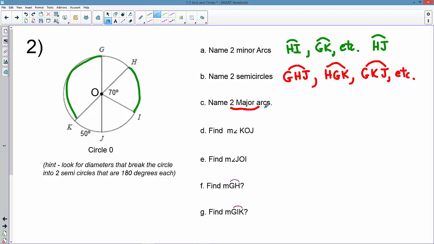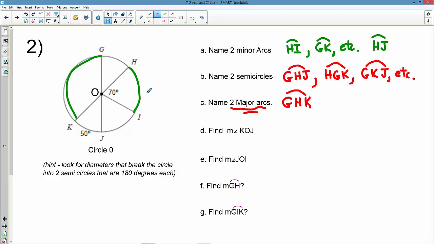Okay, let's name 2 major arcs. Okay, they can't be semicircles, so major arcs. So it's got to be pretty big, right? So we're going to start at G, and I'm going to go through H, which is right next to it, but I'm going to go all the way to K, right? There's a nice big major arc. So if you watch from G all the way around to K, it's definitely more than 180.